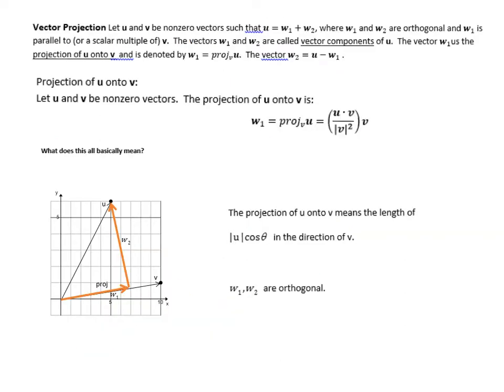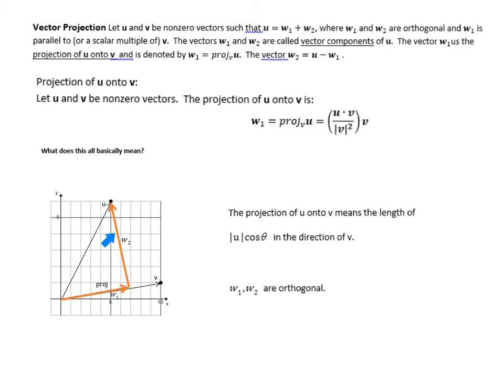vectors. Okay, vector projection. Let U and V be non-zero vectors such that U equals W1 plus W2, where W1 and W2 are orthogonal, and W1 is parallel to, or a scalar multiple of, V. So in other words, in my picture down here, I've got vector V and vector U. If I want to do the projection of U onto V, that means I basically want to drop down a perpendicular from U to V, which means that vector that was once this length from my initial point to my terminal point has now been squeezed down in order to make this a 90-degree angle. Remember, if two things are orthogonal, they have to be at a 90-degree angle.